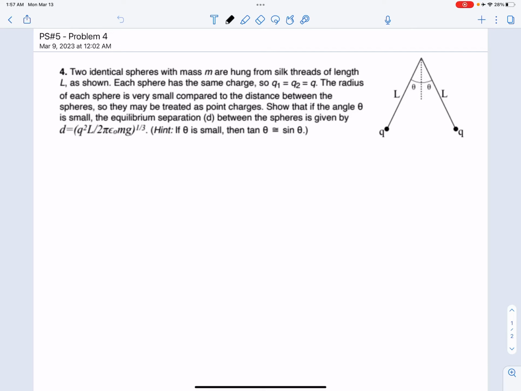This is problem set number 5, problem 4. Two identical spheres with mass m are hung from silk threads of length L as shown. Each sphere has the same charge, so Q1 equals Q2, which we'll just call Q.